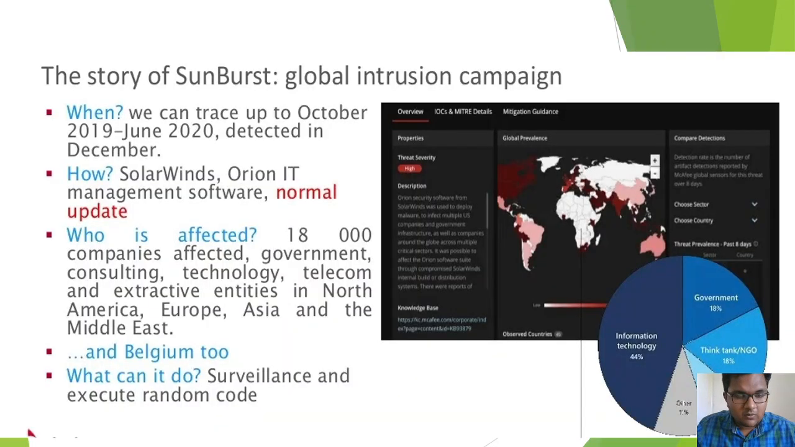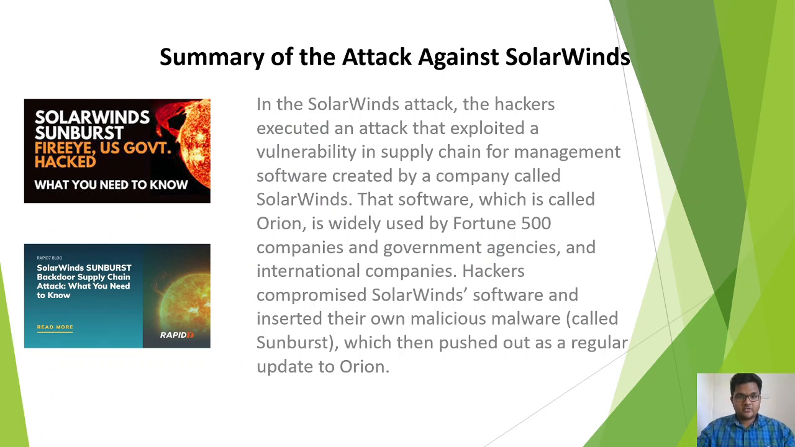These are the things about a brief intro to the SolarWinds Sunburst, the SolarWinds supply chain attack. Here's a short summary about it. The hackers executed an attack that exploited a vulnerability in supply chain management software created by a company called SolarWinds. As I told, SolarWinds is a supply chain management company. The hackers exploited its vulnerability in this attack.